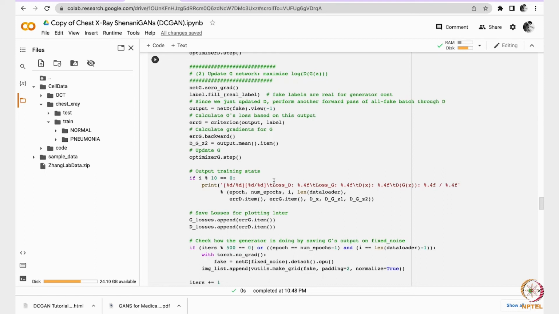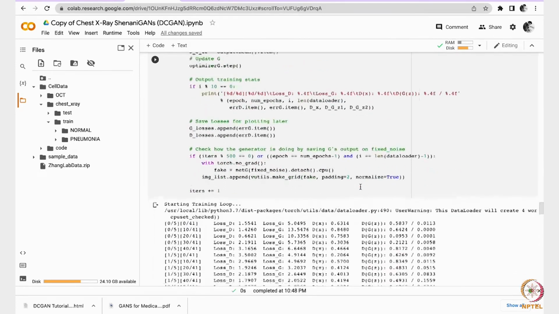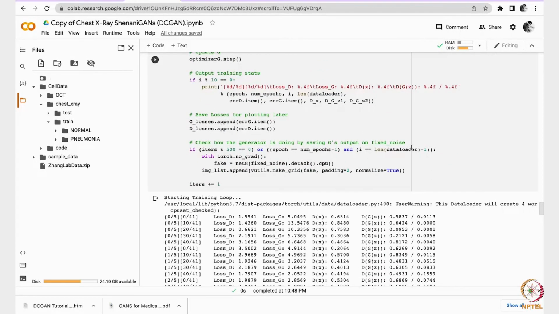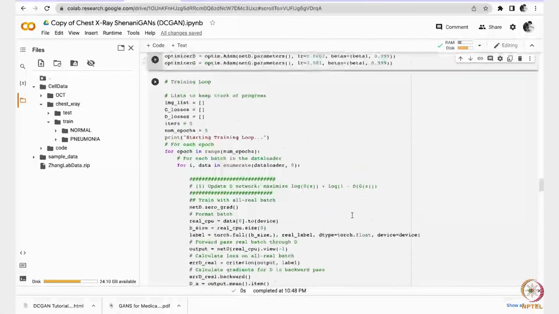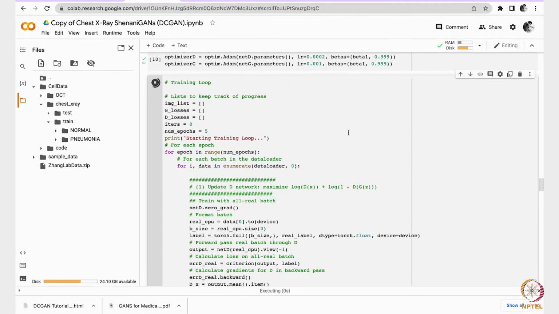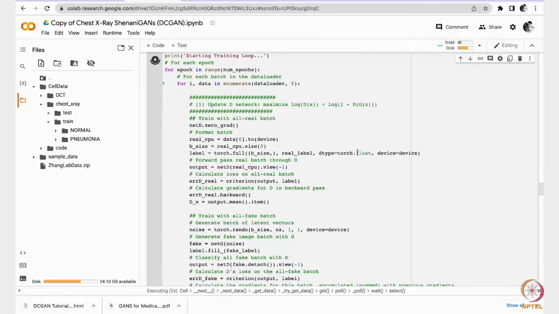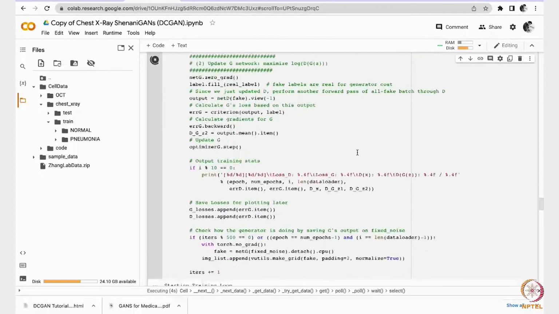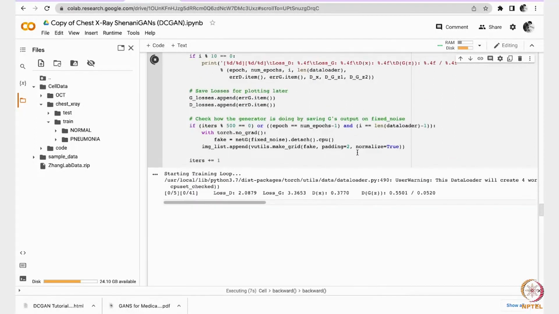So we are observing the discriminator loss, the generator loss, the output of the discriminator when a fake image is given, and the output when a real image is given. This is how the entire thing goes on. Now let us run this training loop and see how the training continues.